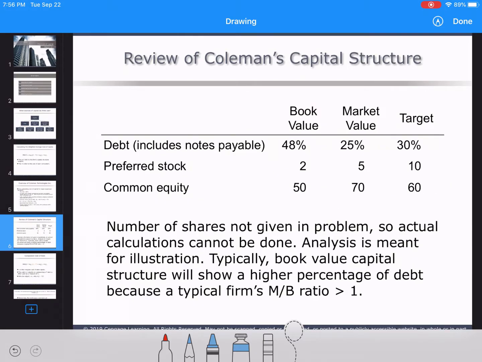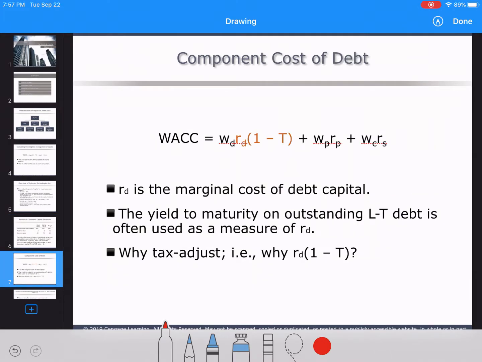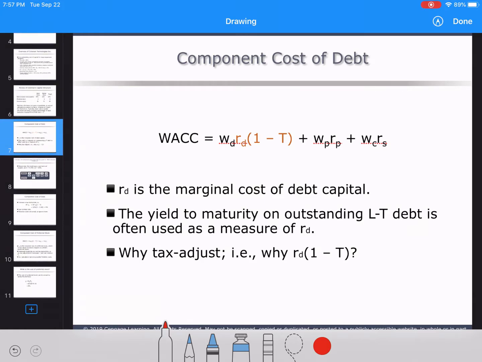So now this is the capital structure. You have debt 48%, preferred stock 2%, and common equity 50%. With that you have 100%, right? And market value is exactly the same, 100%. And if you have a target capital structure, again it has to be 100%. So now we have to calculate R sub D, R sub P, and R sub S, and keep that very simple.